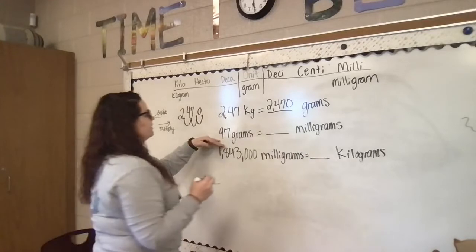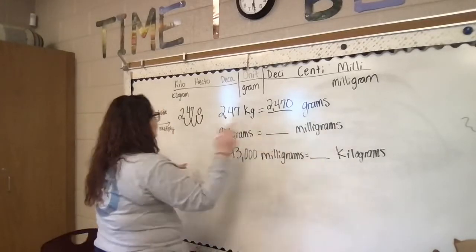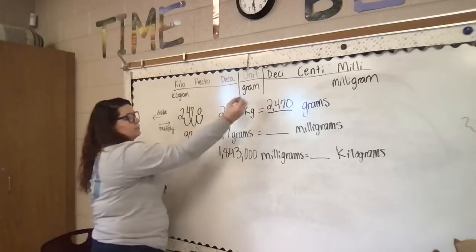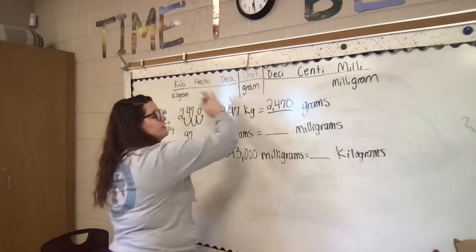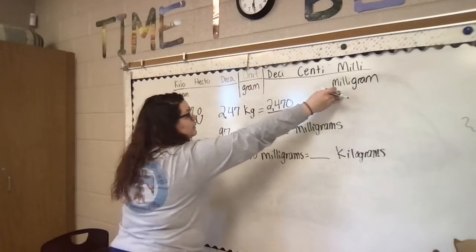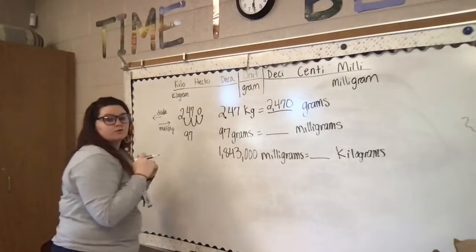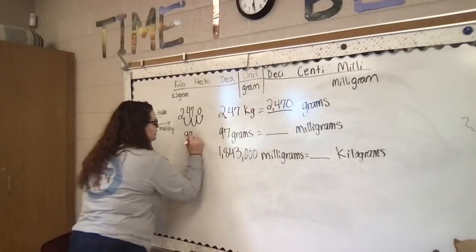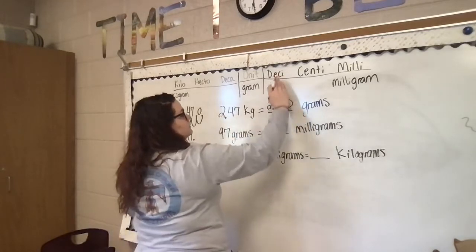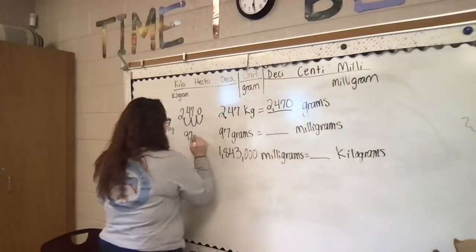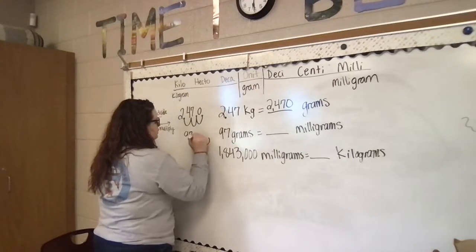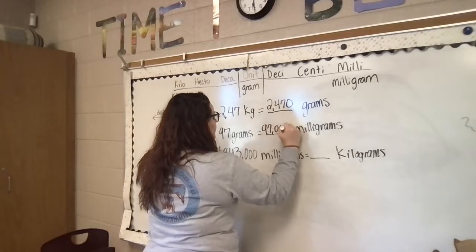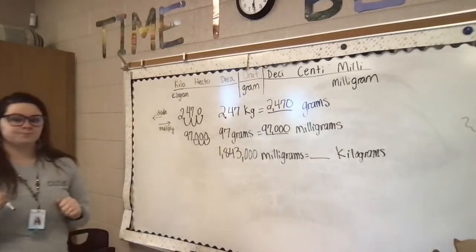Let's look at the second problem. 97 grams, how many milligrams is that? We'll start with 97 and we're here. We're still moving this way on the chart, so we're multiplying because the number of milligrams is going to be larger than the number of grams, because milligrams are smaller. How many times are we going to do our decimal shift? 1, 2, 3. We're going to shift 3 place values, which tells us that there are 97,000 milligrams in 97 grams.